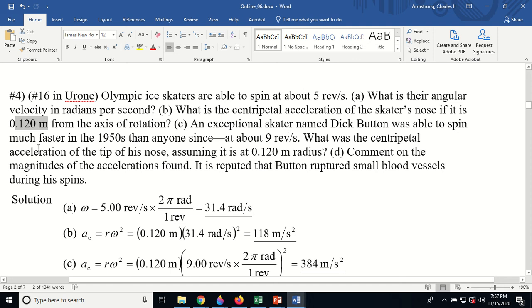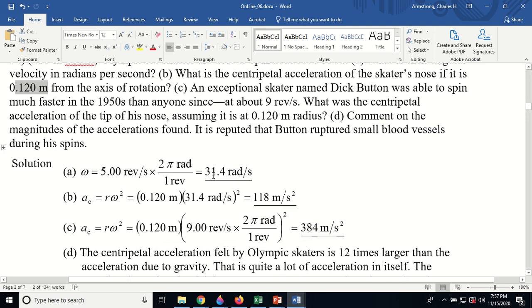What was the centripetal acceleration of the tip of his nose, assuming it is at 0.12 meters from the central axis of rotation? Okay, so we start out, there's our radius. Now we have 9 revolutions per second, so we skip this step right here. We have the 2 pi radians per 1 revolution. That'll give us radians per second, the angular velocity. We square it times the radius. 384 meters per second squared. That'd be his acceleration compared to the 118 meters per second squared for a normal skater.